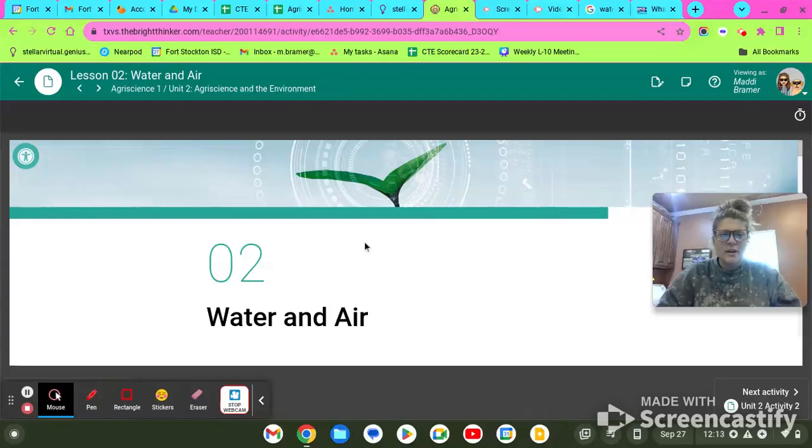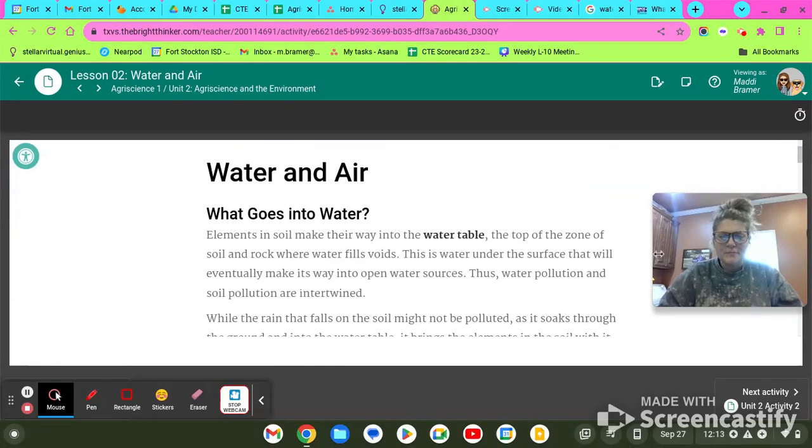Okay, guys, we are in Unit 2, Lesson 2. We're still talking about the environment. Last lesson we talked about soil. This one we're talking about water and air, two other elements of the environment.